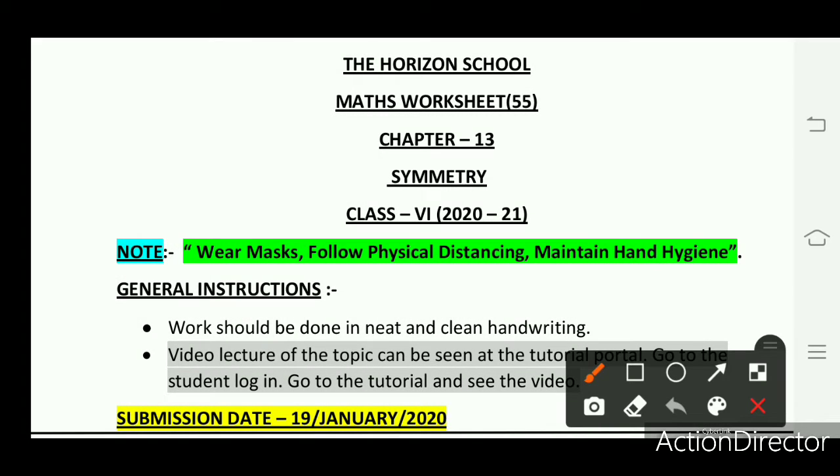Hello students, this is Maths Worksheet 55, chapter number 13, Symmetry. Dear students, this is a new chapter. So here we discuss some important terms related to symmetry.